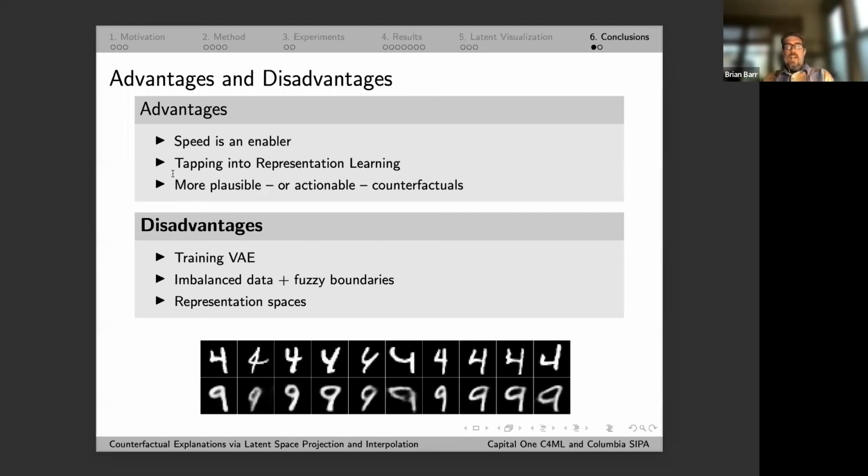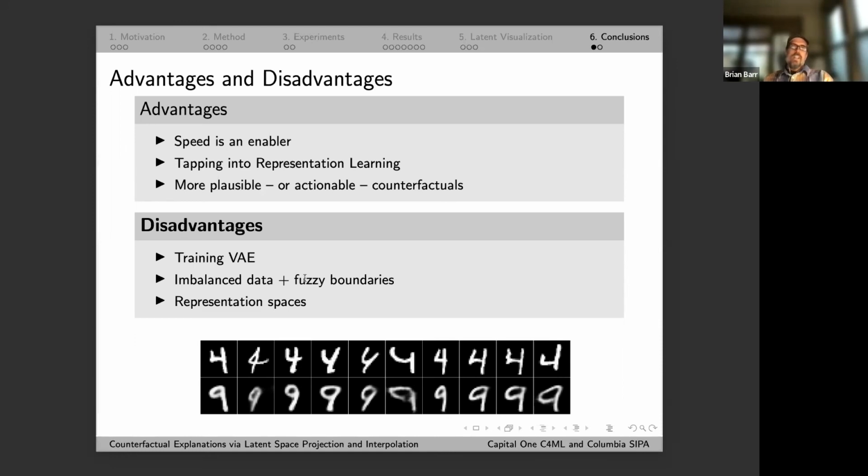And as Matt alluded to earlier, we're using a beta VAE now. There's a ton of work going on in representation learning, and as we continue to improve the latent representation, SharpShooter will continue to improve as well. And I think one of the stronger advantages is that it calculates more plausible and potentially even actionable counterfactuals for individuals or for digits, what have you.